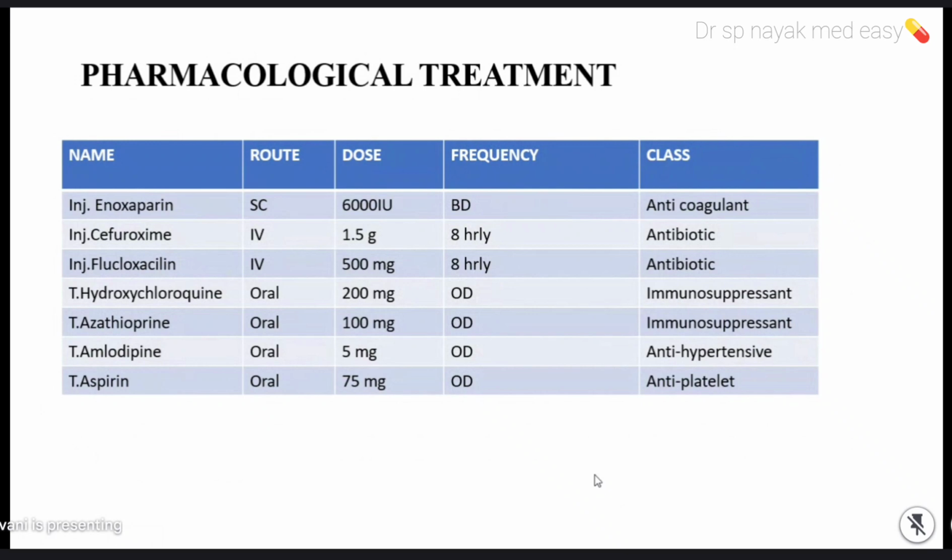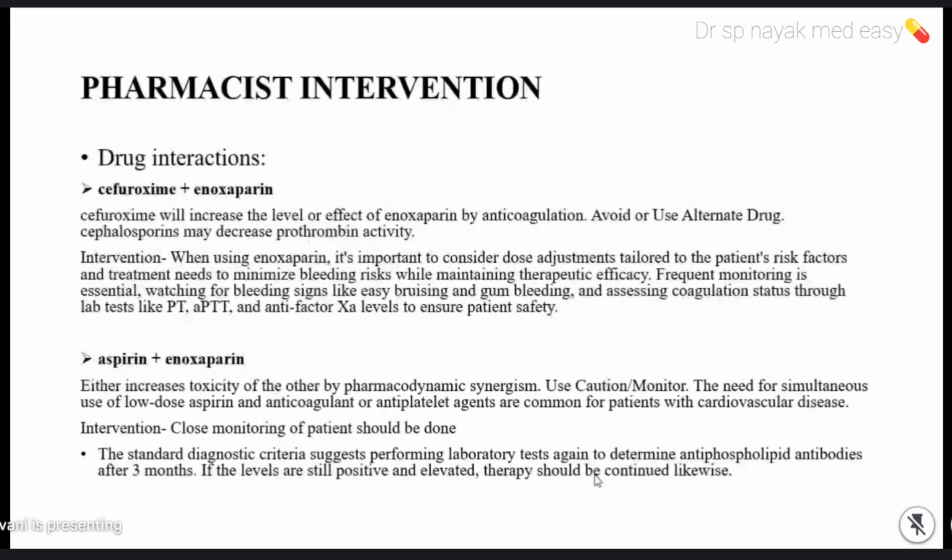Tablet amlodipine 5 mg once daily was for his hypertension, and tablet aspirin 75 mg once daily was also continued from his previous medication. Pharmacist intervention: certain drug interactions were found in this case, cefuroxime and enoxaparin. Cefuroxime will increase the level or effect of enoxaparin by anticoagulation. Avoid or use alternate drug. Cephalosporins may decrease prothrombin activity.